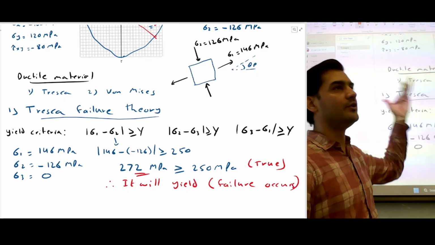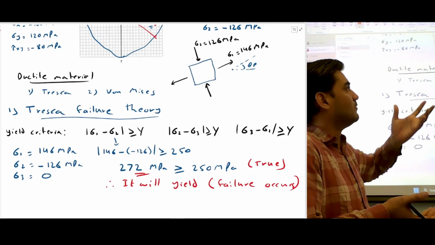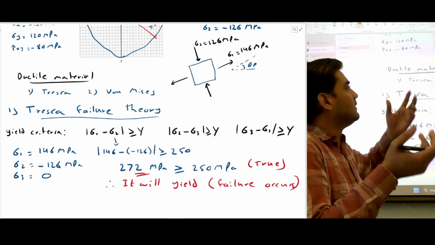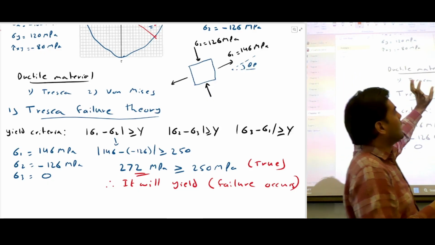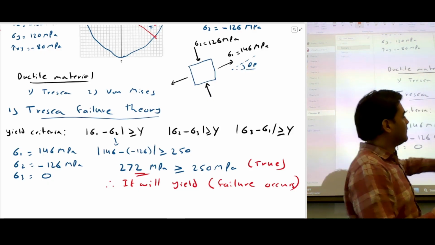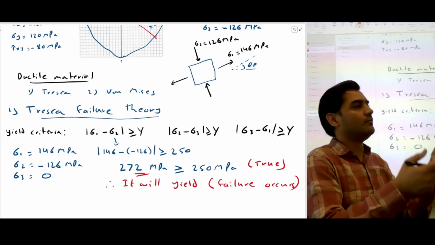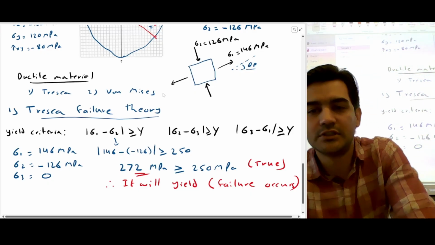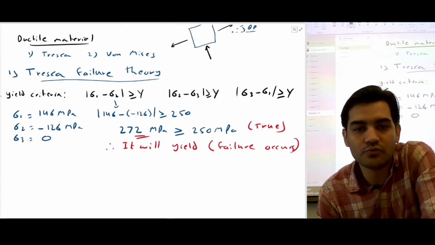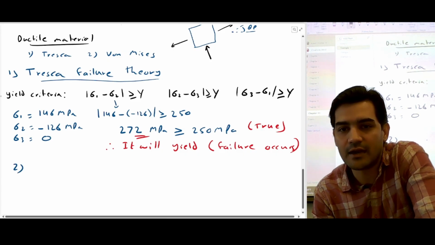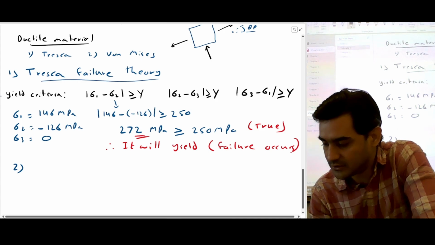So either we have to reduce the load, use a different material, or increase the cross sections, do something about it, because under these given loading conditions we will observe yielding and permanent deformation, which is not what we want. So now we can also use von Mises to figure out if we will observe failure or not.